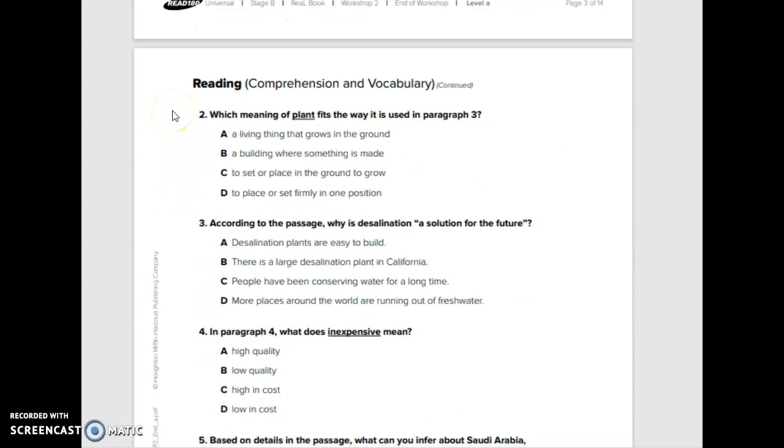Number 2, which meaning of plant fits the way it is used in paragraph 3? A, a living thing that grows in the ground. B, a building where something is made. C, to set or place in the ground to grow. D, to place or set firmly in one position. You should be going back into paragraph 2, read the sentence to figure out which meaning of plant is used.